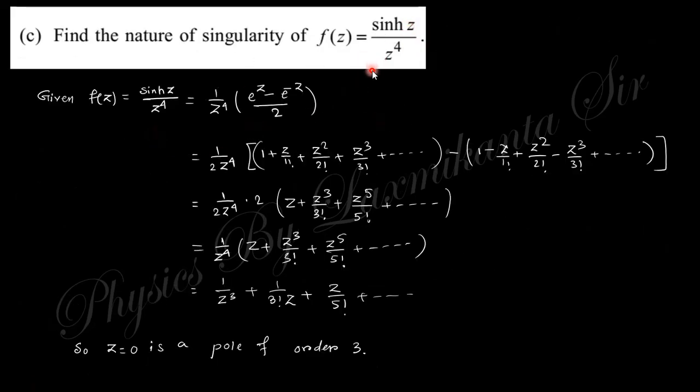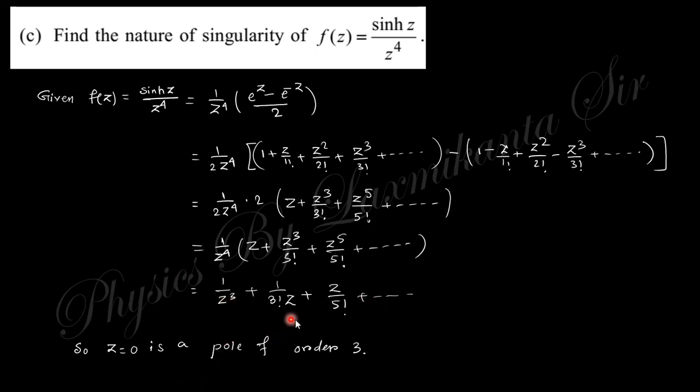Sine hyperbolic z by z to the 4. You know sine hyperbolic z equals e to the z minus e to the minus z, over 2. Put the infinite series expansion of e to the power z and e to the power minus z. Then you can see the even part is cancelled out and the odd part remains, and there is 2 in each case. So these 2 are cancelled out, and there is 1 by z to the power 4, and this is written here. You just multiply these things and you will get this relation.